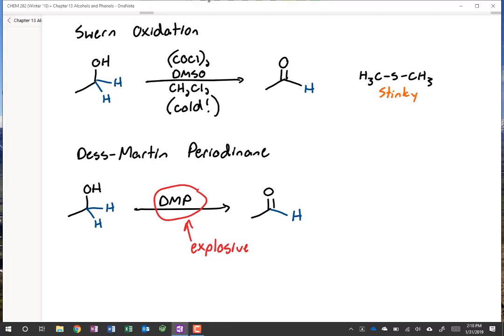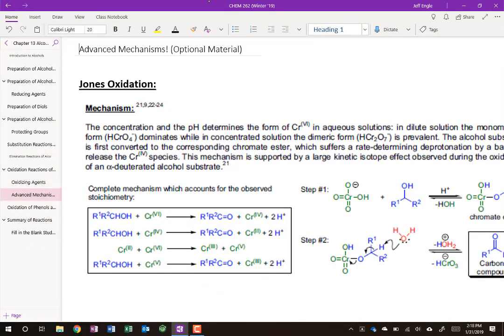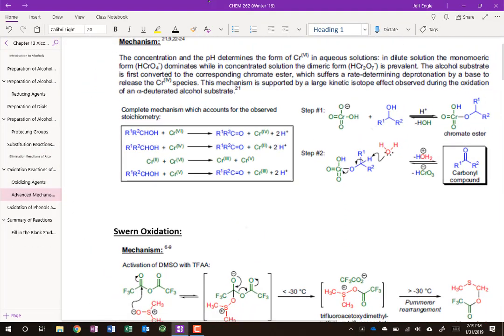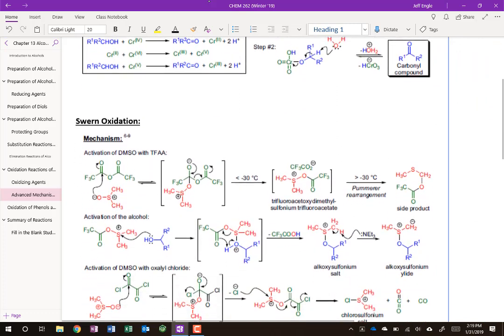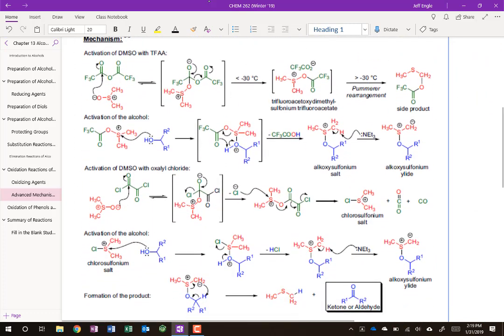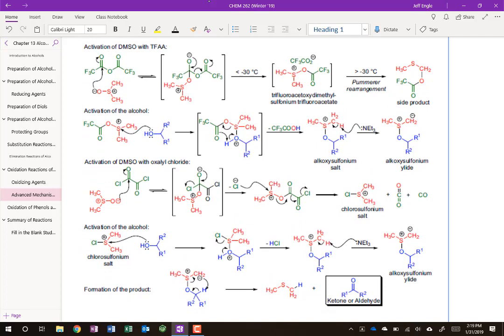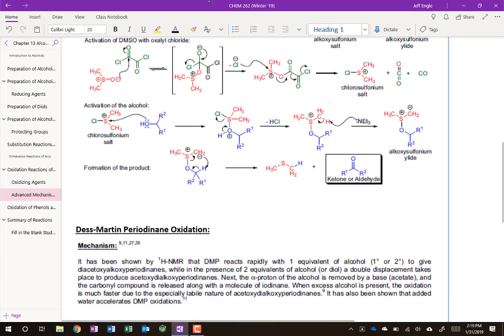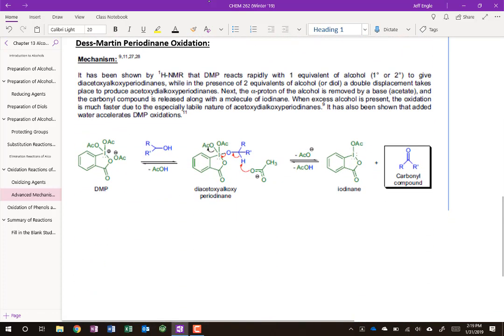All right, like I said, if you're interested in seeing the mechanisms for each of these, I put them on here. It goes into a lot more detail than the textbook. In fact, I pulled it from an advanced chemistry textbook. You can see why we didn't cover this in class. But this is the DMP reagent. It's hypervalent iodine, but like I said, it's quite explosive, and you can see the reaction's a lot more simple for that one.